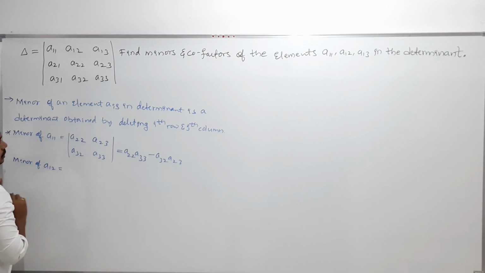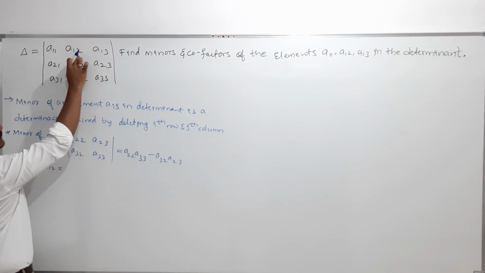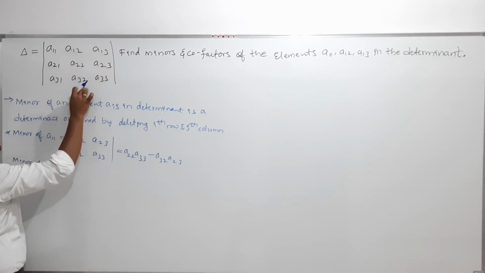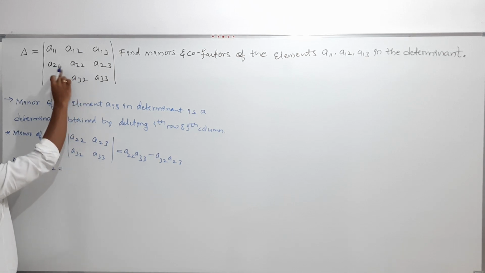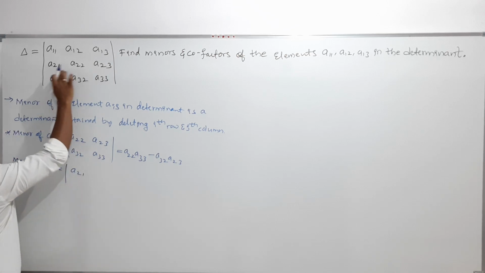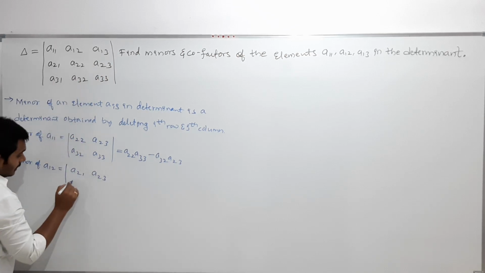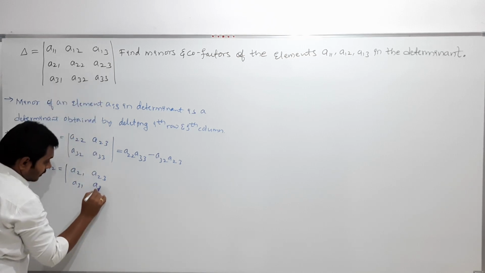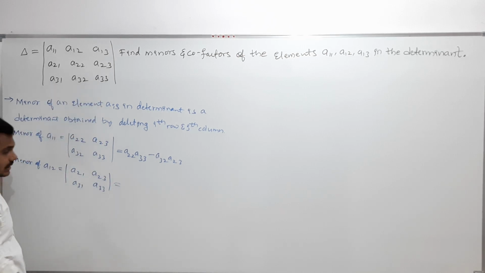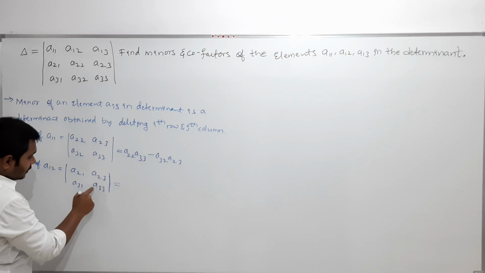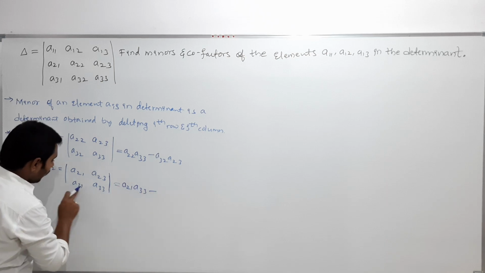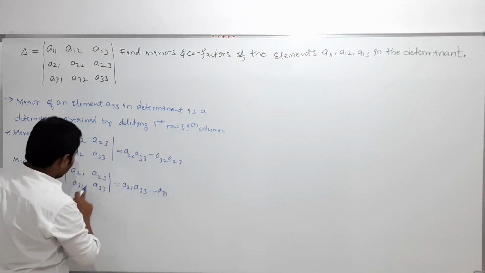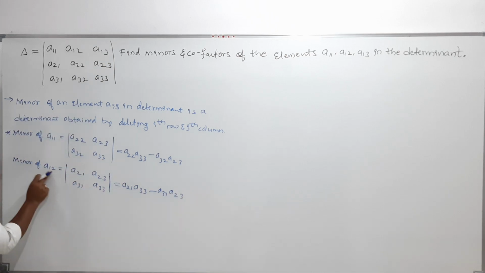And next, my students, I should consider the minor of A12, the minor of this element. Minor of A12 is equal to, again, for this element A12, the row and the column where it lies we should delete. It means this row and this column I should delete, and the determinant of the remaining elements I should take. What are the remaining elements? Determinant, here it is, A21, A23, A31, A33. So now solve this determinant. We already discussed how to calculate the determinant of order 2: this element into this element, so A21 into A33 minus this element into this element, A31 A23. This is the minor of A12.